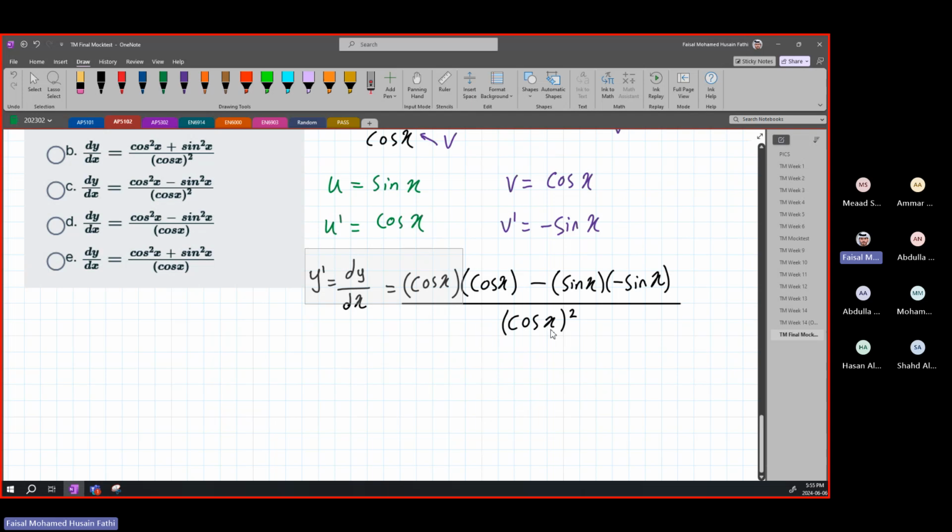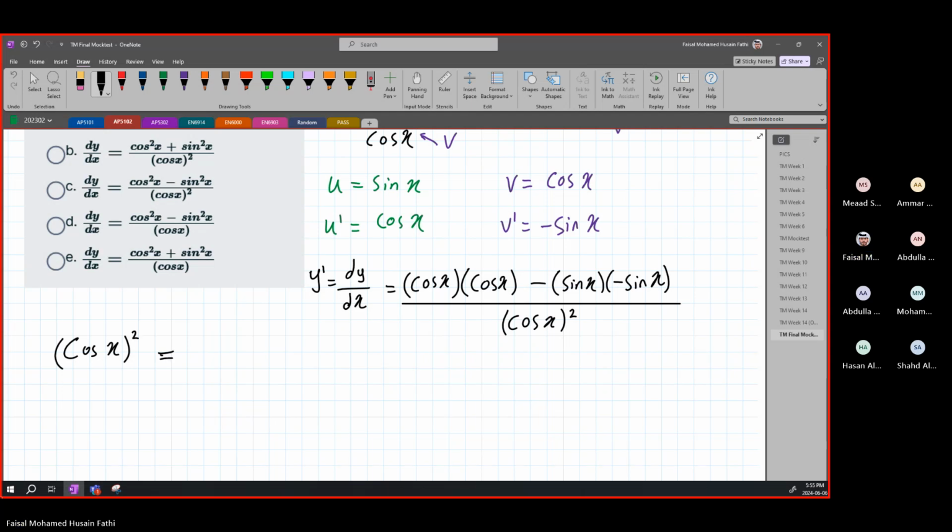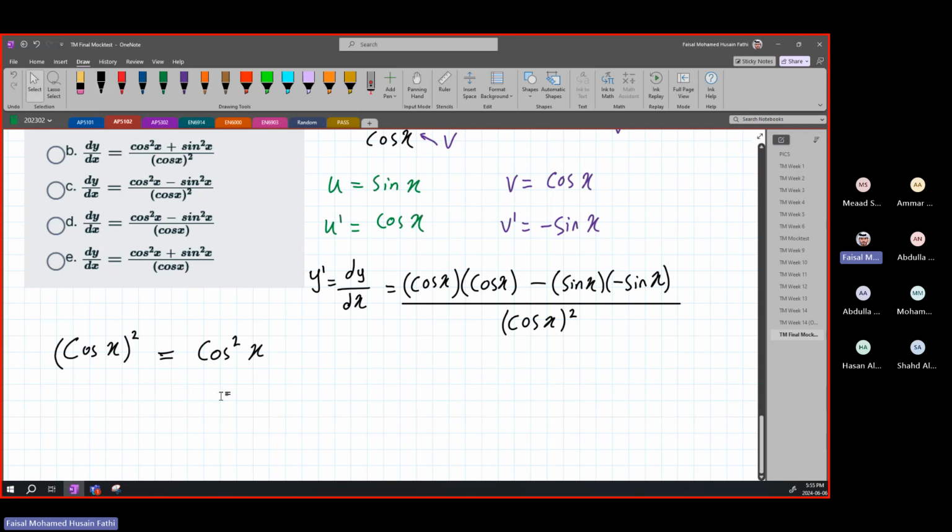Before I simplify this, one thing you need to know in notation form. When you see cosine x squared with the square in brackets, this is the same as cosine squared x. But when you see cosine x squared without brackets, this is the same as saying cosine of x squared.